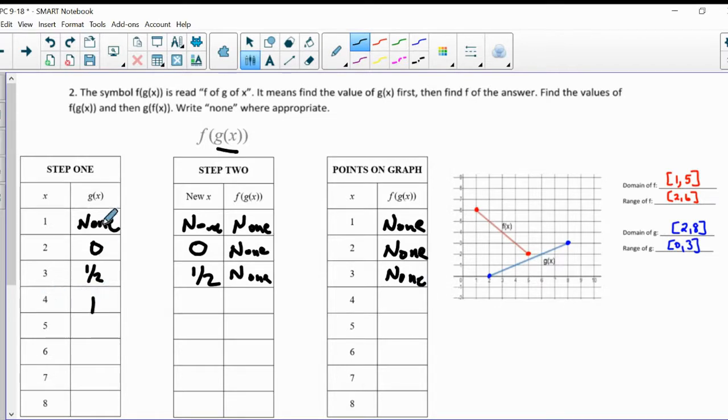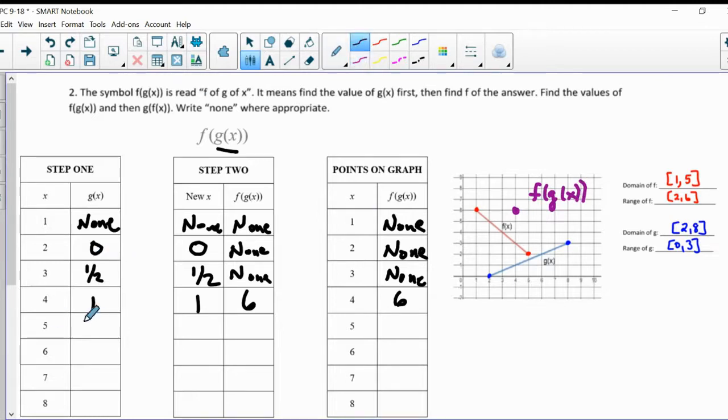When I substitute 4 into g, I get 1. That's that point. So that's now my new x value. So I'm going to look at x equals 1 on f, and I get 6. So if I'm looking at f of g of x, I finally have my first point. The first point that I have is the point (4, 6). And so I'm going to put (4, 6) on the graph of f of g of x.